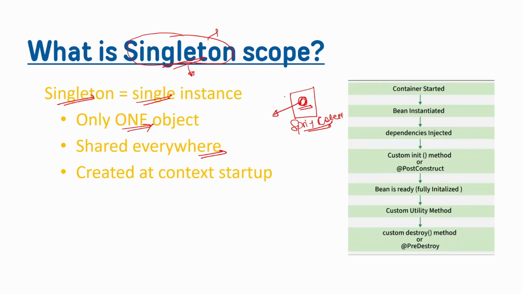Wherever we use this bean, the same object will be used, and by default it is created at context startup. So singleton means only one instance of the bean is created, shared everywhere, and by default created at context startup. In the Spring framework, this scope is the default. So whenever we create any bean and don't specify any scope, it is by default the singleton scope.